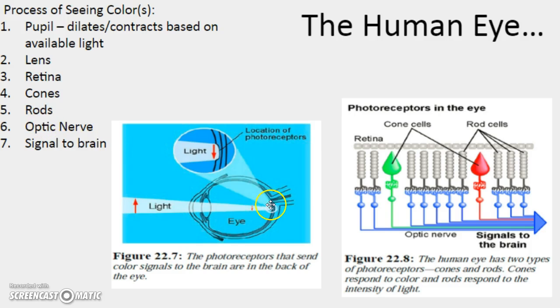And this all then communicates information to your optic nerve. And then the optic nerve is going to send that signal to your brain. And that's where you make sense of it. And this all happens extremely quickly.